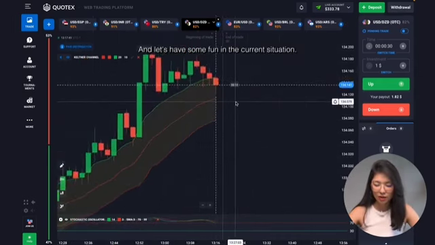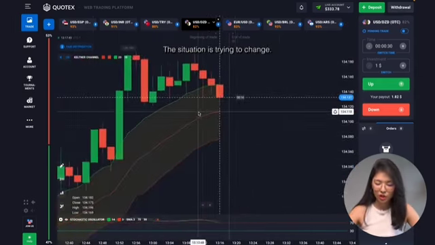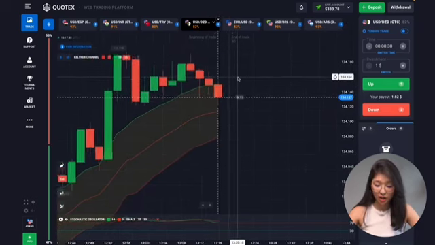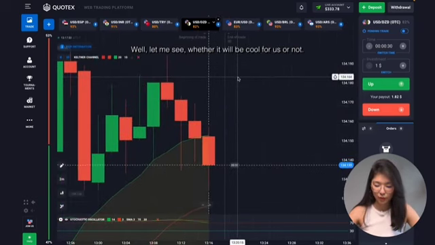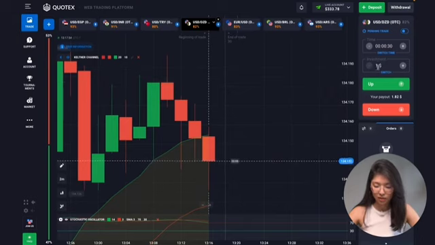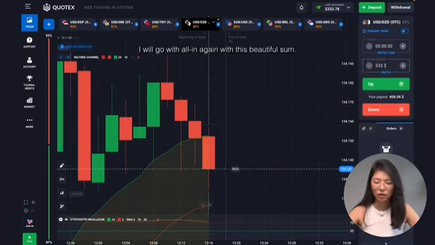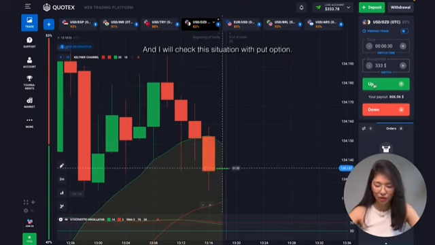So, let's have some fun in the current situation. The situation is trying to change, and let me see whether it will be cool for us or not. Okay, I will go all in again with this beautiful sum, and I will check the situation with put option.